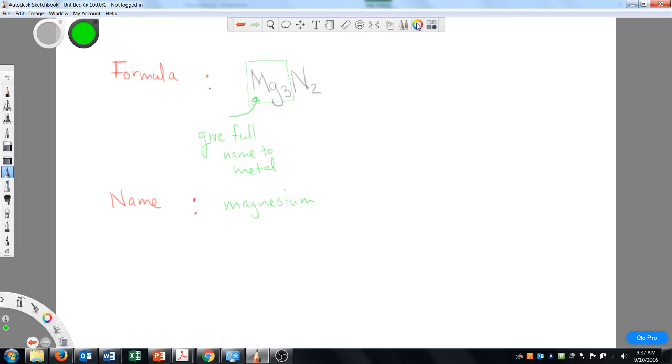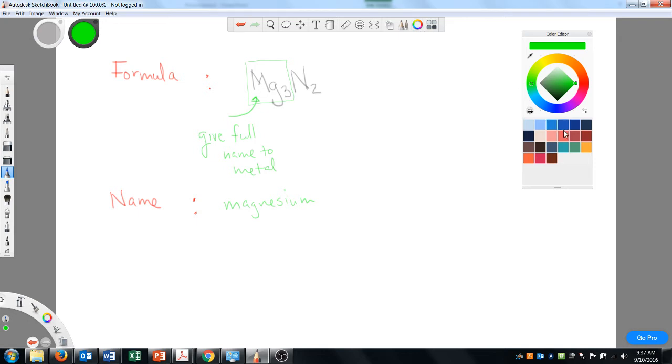Then we go and we look at the nonmetal, right? And we have to figure out where the nonmetal lives. This nonmetal is not polyatomic, right? That's the important thing. Not polyatomic. If it was polyatomic, we'd go to that list that you're going to memorize, and we would look up its formula and its name. It is not polyatomic. So we find his name, nitrogen.